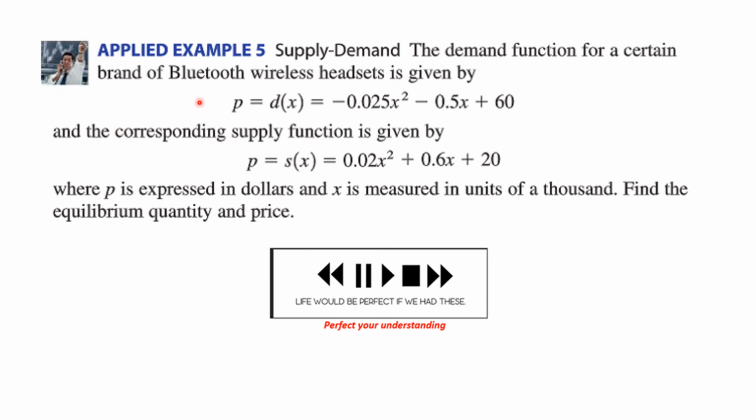Here's an example, and this is a demand for some headsets. So there is the demand function, and here's the supply function. Now P is expressed in dollars here, and X is expressed in units of 1,000. Find the equilibrium quantity and price. You know what to do.